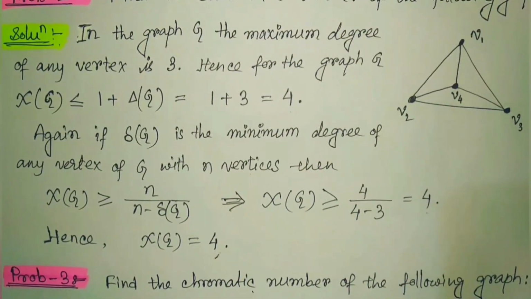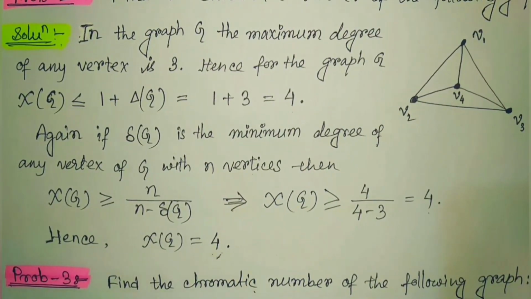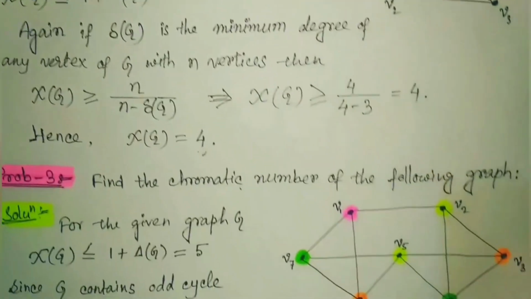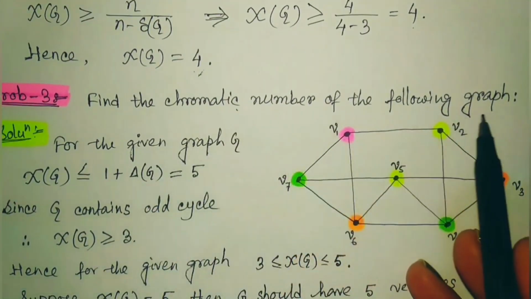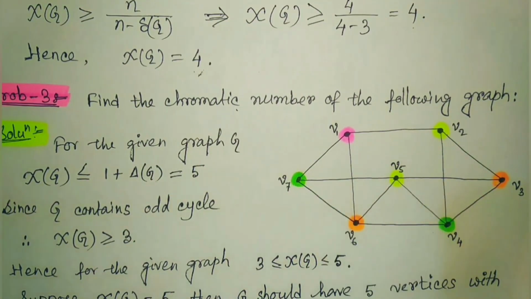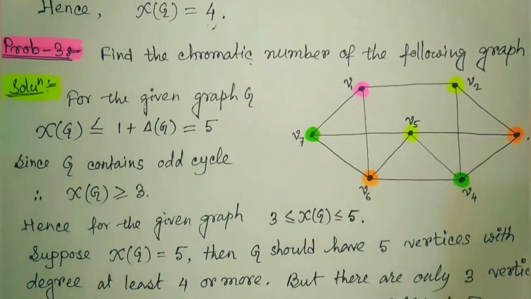So using these theorems, we just verify that the chromatic number is 4. Now the next problem. In this problem, the question is: find the chromatic number of the following graph. So this one is the given graph and we are going to find out the chromatic number.